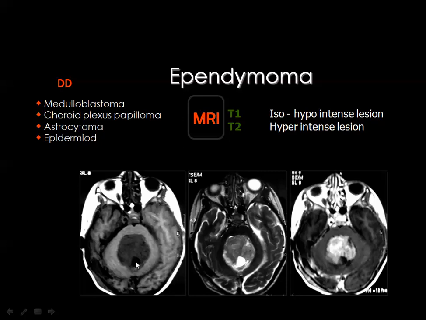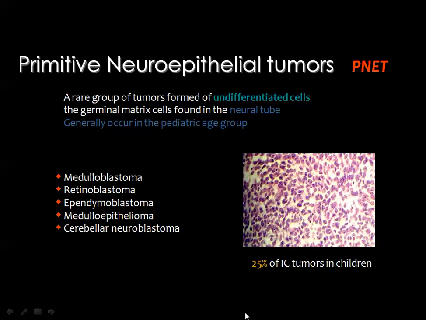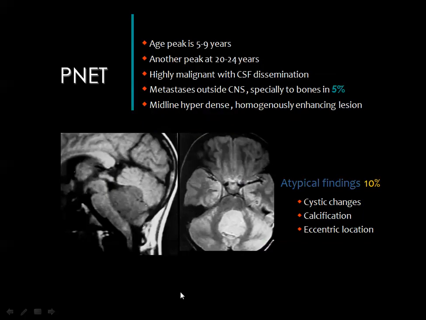Then the primitive neuroepithelial tumors are a group of tumors. Histologically, they have undifferentiated cells, and this group includes many of the known and unknown tumors like the medulloblastoma, the retinoblastoma, ependymoblastoma, medulloepithelioma, and cerebellar neuroblastoma. Actually, there are no specific criteria to diagnose these particular primitive neuroectodermal tumors, but these are the criteria mentioned in the literature.